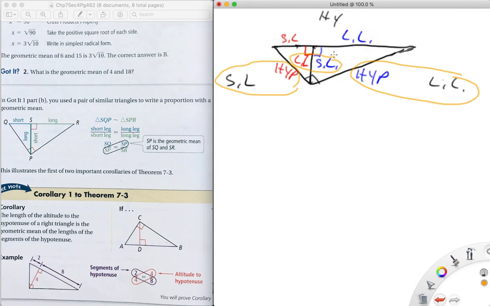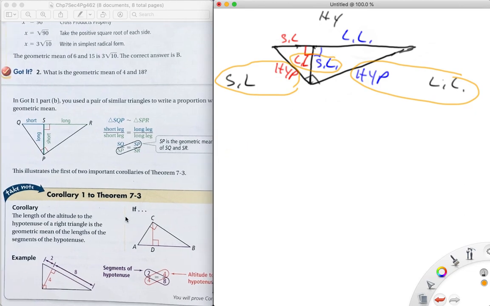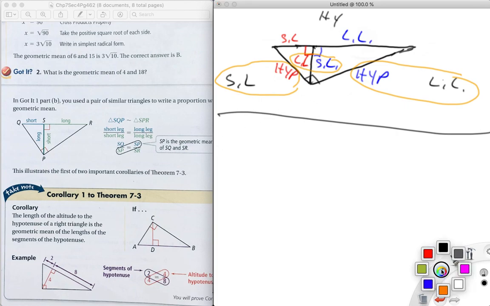And the first one is going to be the geometric mean of the altitude, which they call corollary to 7.3. And it says this. Here's the geometric mean of the altitude, or corollary to 7.3. Here's my altitude.